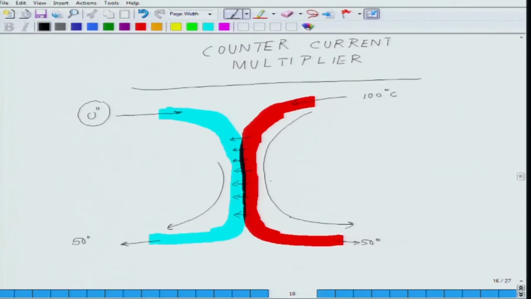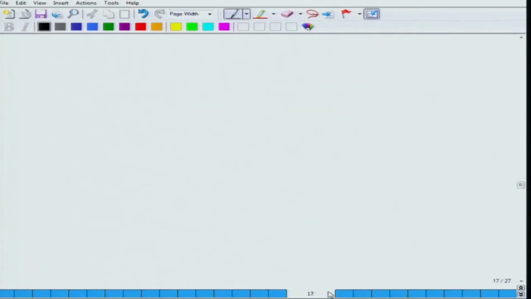Now, think of a reverse situation. So, this is a simple exchange. This is a very simple exchange of fluid. There are two tubes which are moving parallel. Now, think of a reverse situation. So, let us talk about the reverse situation now. Reverse is, okay, one second, pick up the right color. Okay.